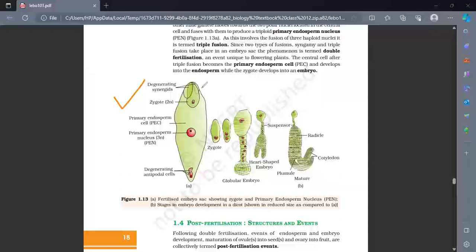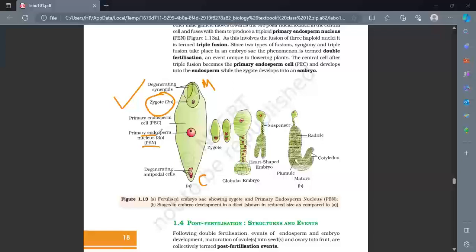Now, this is the micropylar end, for which I'm writing M, and this is the chalazal end. On the micropylar end, you have a zygote present, which is represented by 2n, and the rest of the cell structure, the synergids, are getting degenerated. You can show it through a membrane that is getting degraded. On the other hand, you have antipodal cells towards the chalazal end that are also degenerating. In between, you have endosperm cells.